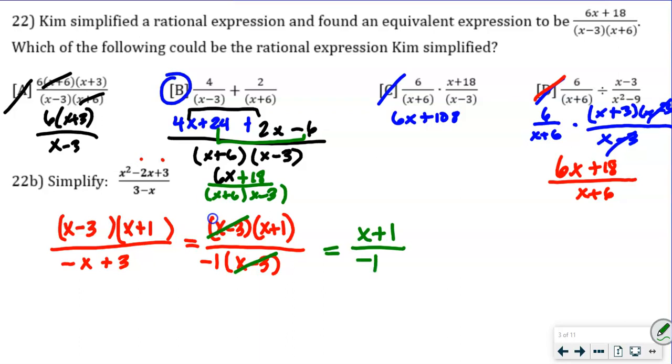Now there's a couple ways we can do this. We can just divide both of those by negative 1, or we can multiply them both by negative 1. Doesn't really matter, but our answer is going to be negative x minus 1.